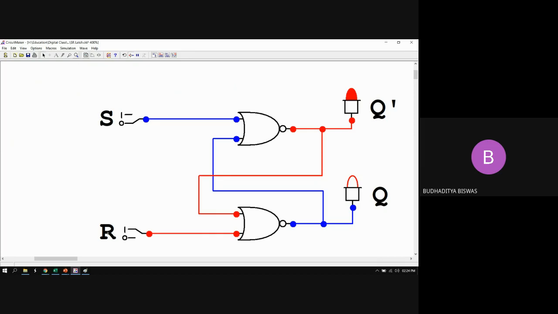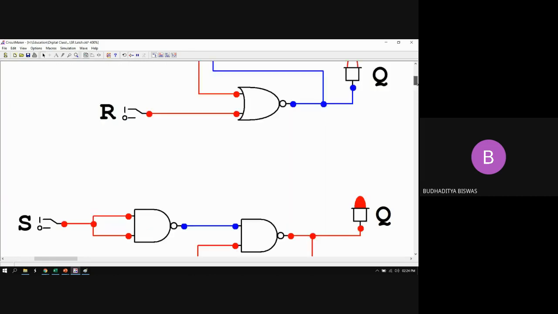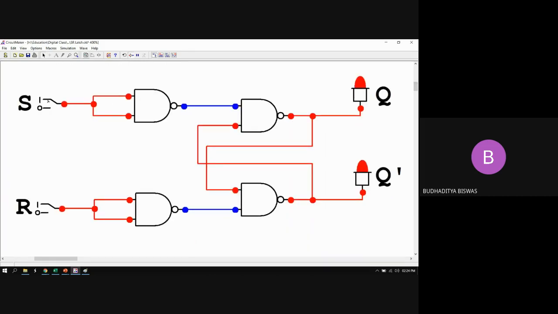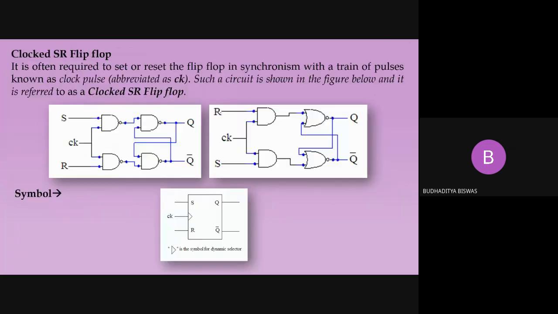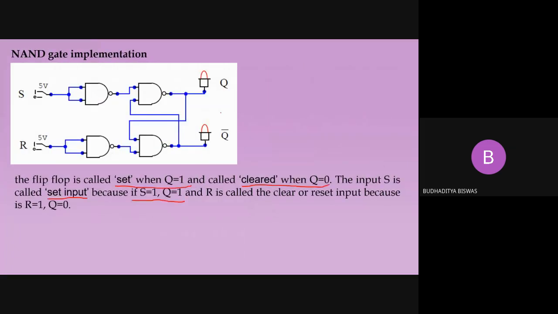Similarly, for the R input, if I give 1 to this input, then the output becomes 0, or reset. That's the meaning of the name R. Same as before: if S equal to 1, R equal to 0, the flip-flop is set, so it is called the set input. If R equal to 1, S equal to 0, it is called reset. Okay, so that's all about the RS latch.